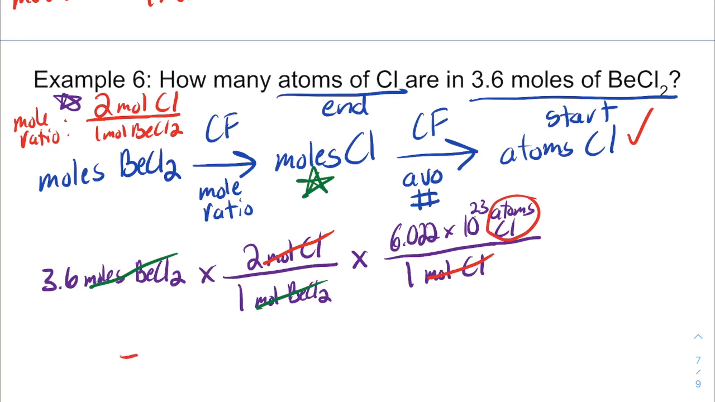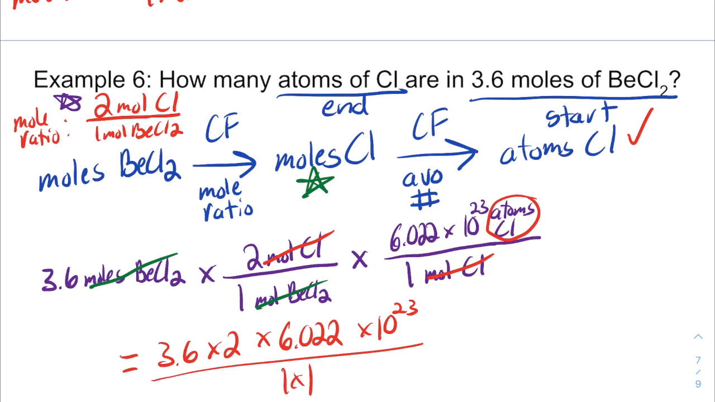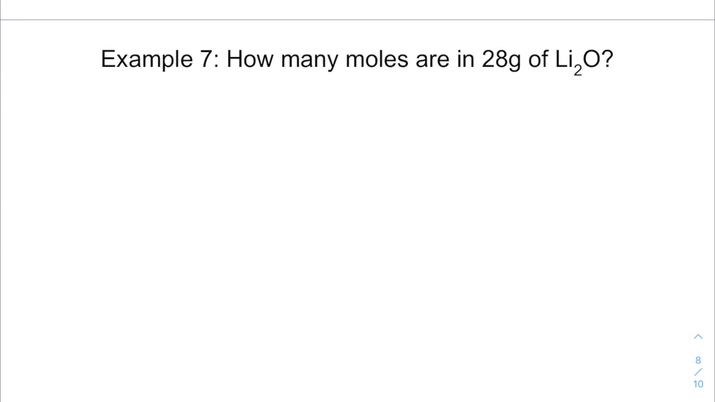Last thing you do is always multiply out all that's on the top, divide by everything that's on the bottom. And our final unit will be atoms of Cl. We went from moles of one thing to moles of another, using our mole ratio. Then we went from moles of Cl to atoms of Cl using Avogadro's number. Now let's take a look at an example with our third type of conversion factor, molar mass.